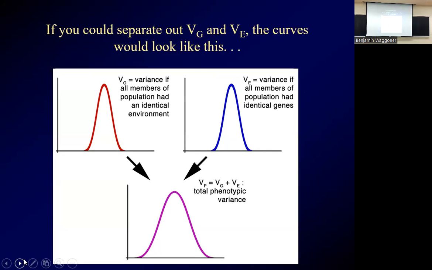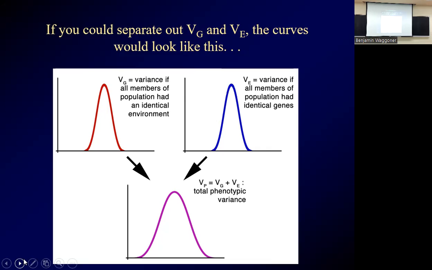And you can think of, if you'd rather think of this graphically, V sub G would be the variance if all members of a population had an identical environment. You'll see this again. We do this a lot in what are called common garden experiments, and they're called that even if we're not using garden plants. But we could take a bunch of different tomato plants, let's say, and grow them all in exactly the same environment, in the same garden, same soil, same amount of water and fertilizer. Give each one an identical environment as much as we can.